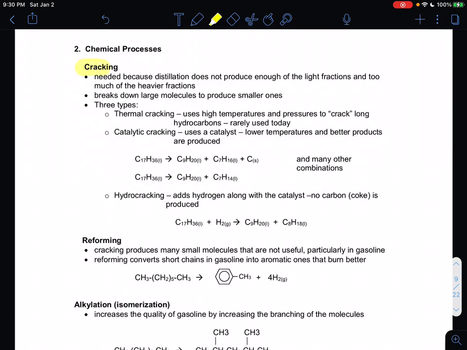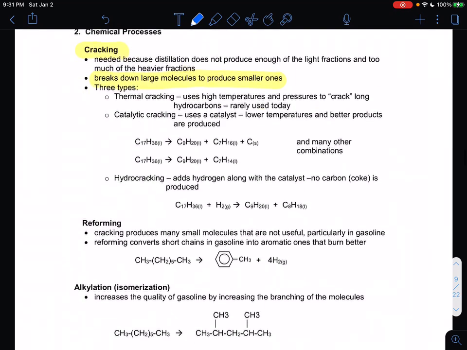So our first one here is called cracking. What this does is it literally takes a very long hydrocarbon chain and breaks it down into shorter ones. That's basically the idea behind cracking. Now, there are three types, and the only ones that you really need to know are the second two. The first one is an older one, and it just uses high temperature and pressure to crack long hydrocarbons. Again, it's not really used today.